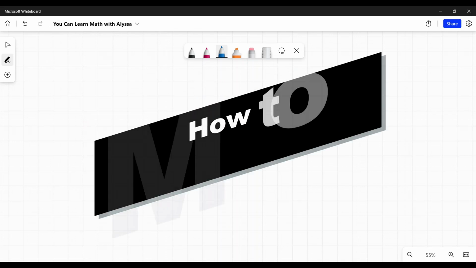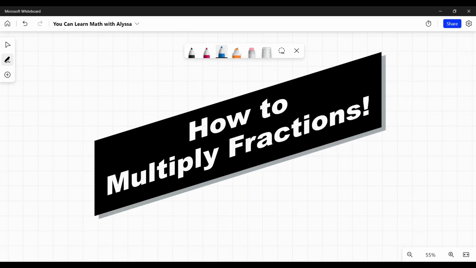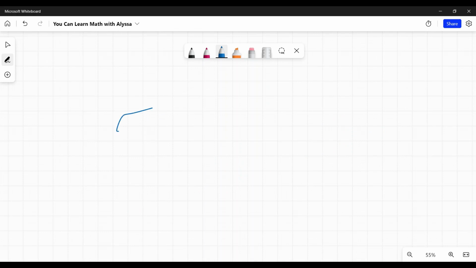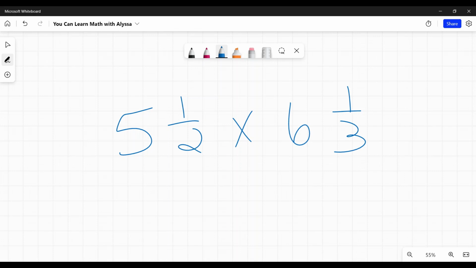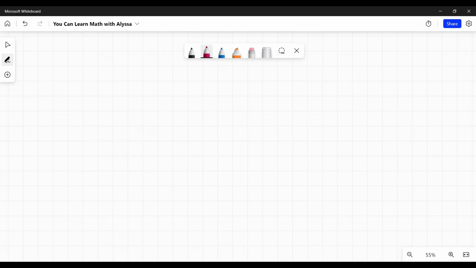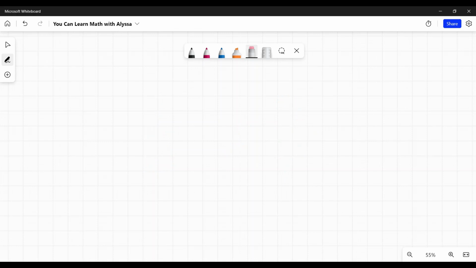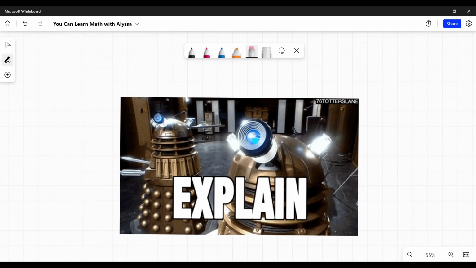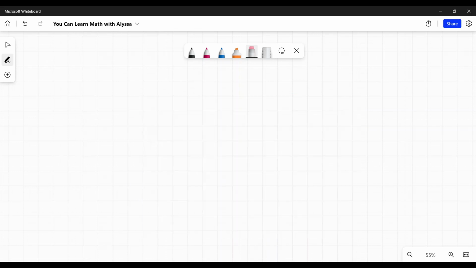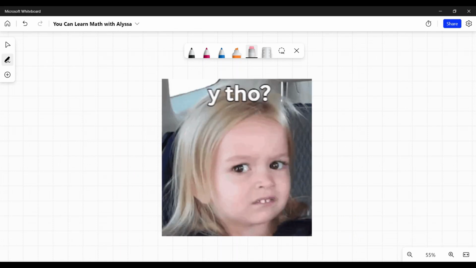Today we're talking about how to multiply fractions. Now, I am not going to be talking about mixed numbers like, say, 5½ times 6⅓. That is for another video. No, this is an introduction, and it's only those fractions like, say, 1/2 times 5/7. All right, so we are going to go through how you do this. I'm going to give you a couple little tips and tricks that will make it easier, and then just show you really quickly what's actually happening when we're multiplying these things together.